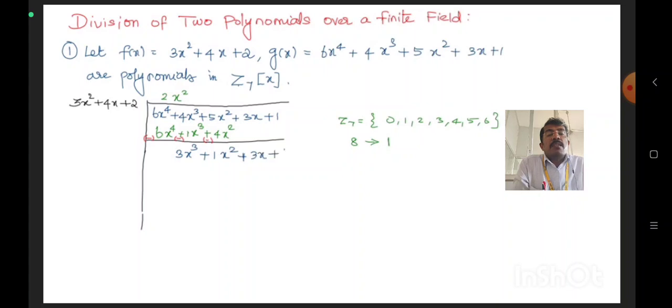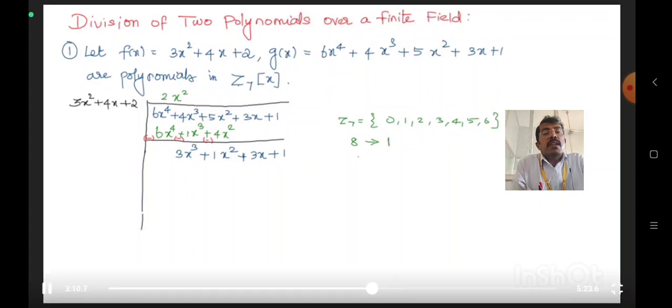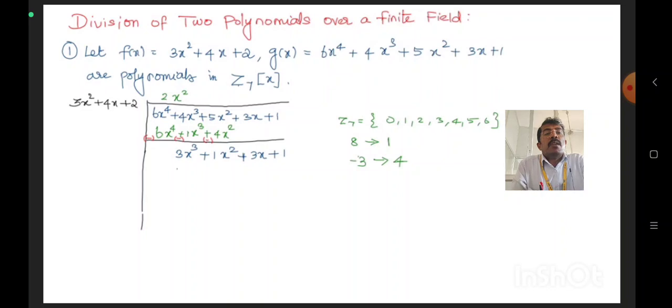Then you can cancel the like terms and go to the next step. Similarly, you can take an element in the quotient in order to work out the second level of values. In the second level, I am trying to understand the quotient and substitute in the quotient part.